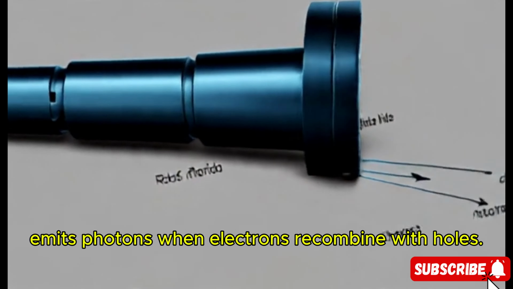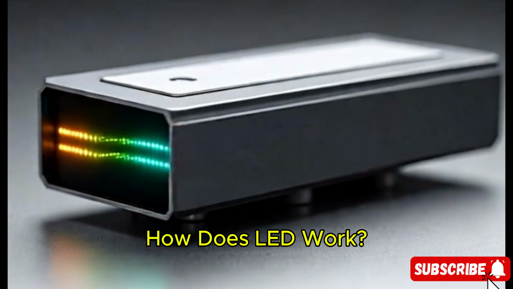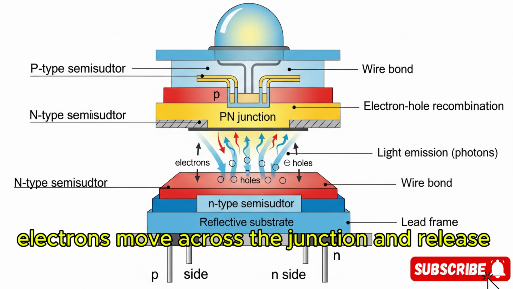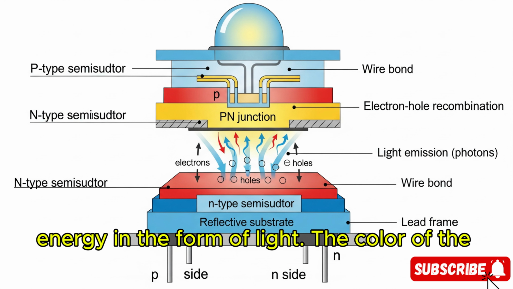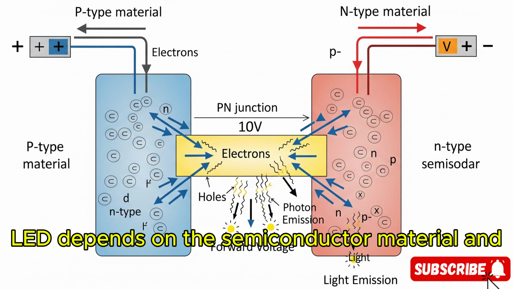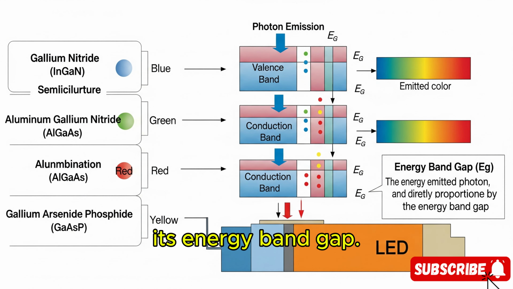electrons recombine with holes. How does LED work? When a forward voltage is applied to the LED, electrons move across the junction and release energy in the form of light. The color of the LED depends on the semiconductor material and its energy band gap.